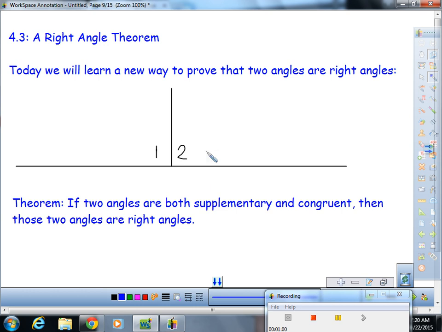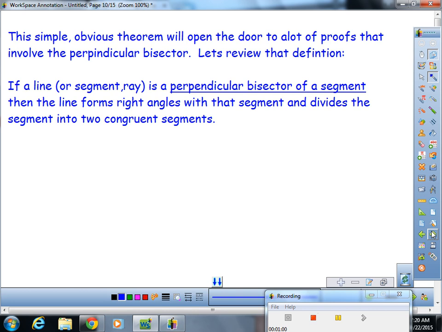Now you don't have to do that anymore. You can just use the theorem in your proofs. Got it? All right. Second slide. This theorem, this simple little obvious theorem, is actually going to open the door to a lot of new types of proofs. Okay? So that just means you're going to get to further your enjoyment with further challenge. It's going to be a great day for you guys.